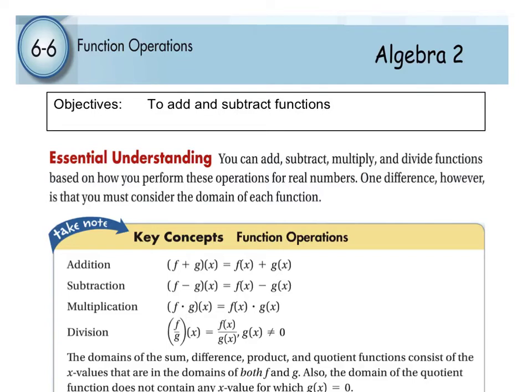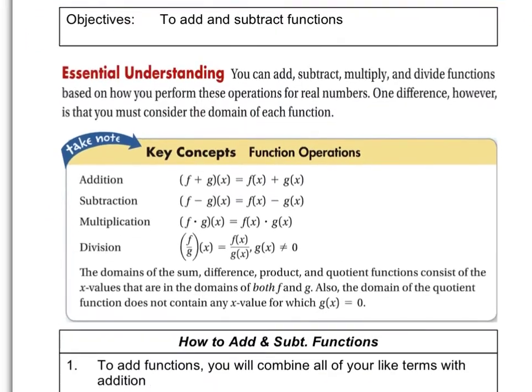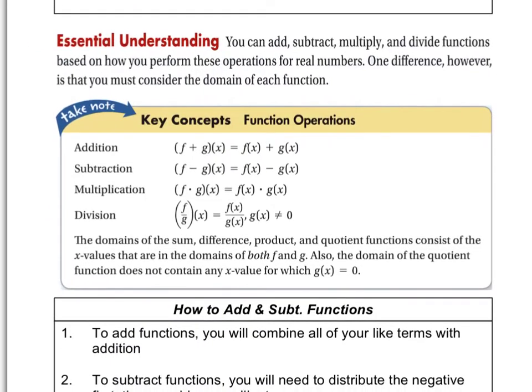Again, we've talked about function notation, and it's a fancy way to write equations, and essentially that's what we're going to end up doing here. So in section 6.6, function operations, we're going to look at adding and subtracting. We're going to take an f function and a g function and add them together, and take an f function and a g function and subtract them from each other.